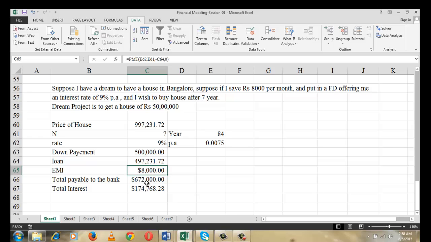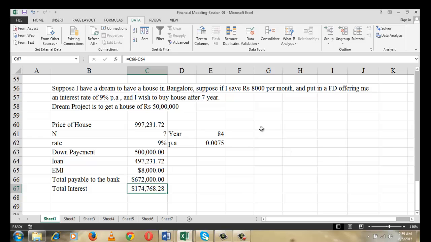84 periods. So in total you're paying 6,72,000, and your house should be 9,97,000, where you made a down payment of 5 lakh, 4,97,000 would be your loan, and the total interest you're actually paying to the bank is 1,74,000 rupees. You can analyze the situation based upon the scenario you have.